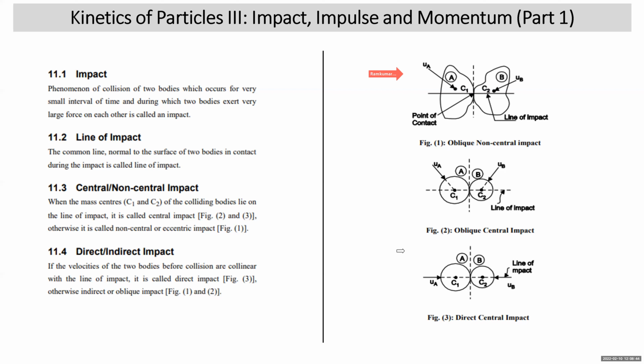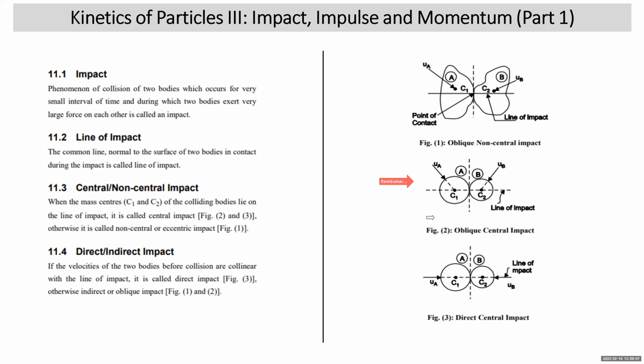To put together, this diagram is an example of oblique non-central impact. Oblique impact because velocities UA and UB are not collinear with line of impact. CG of the two bodies C1 and C2 are not lying on line of impact, so non-central. Velocities are not collinear with the line of impact, so this is oblique. Put together, it is oblique non-central impact.